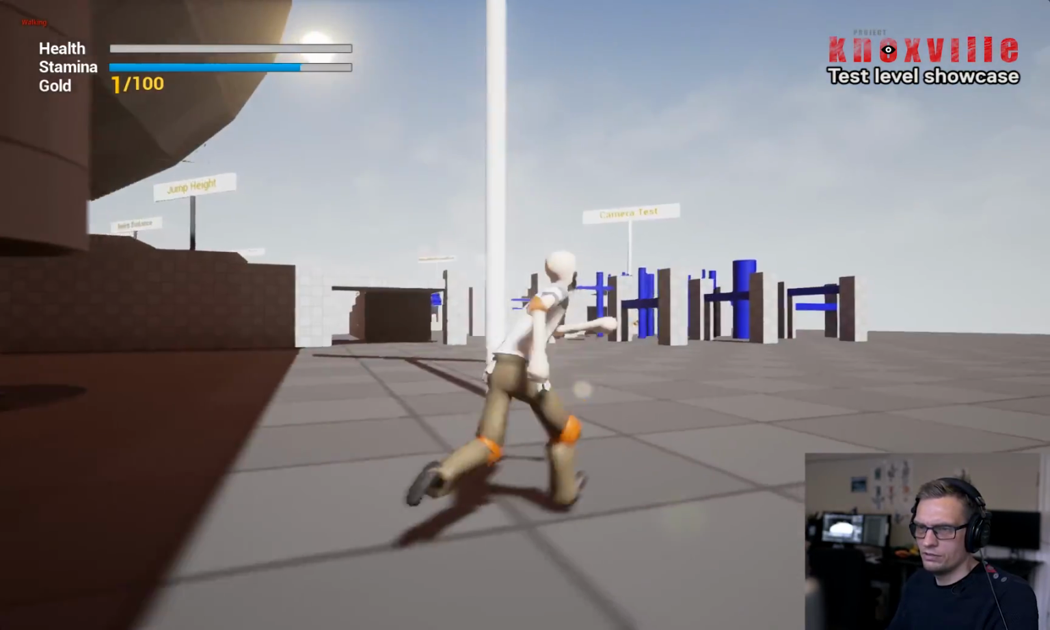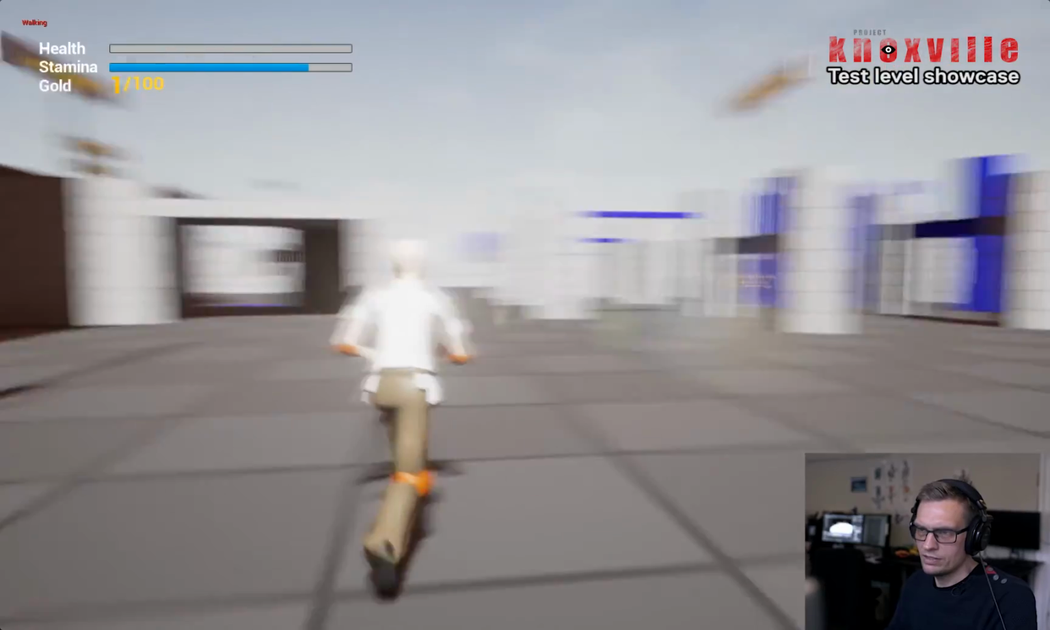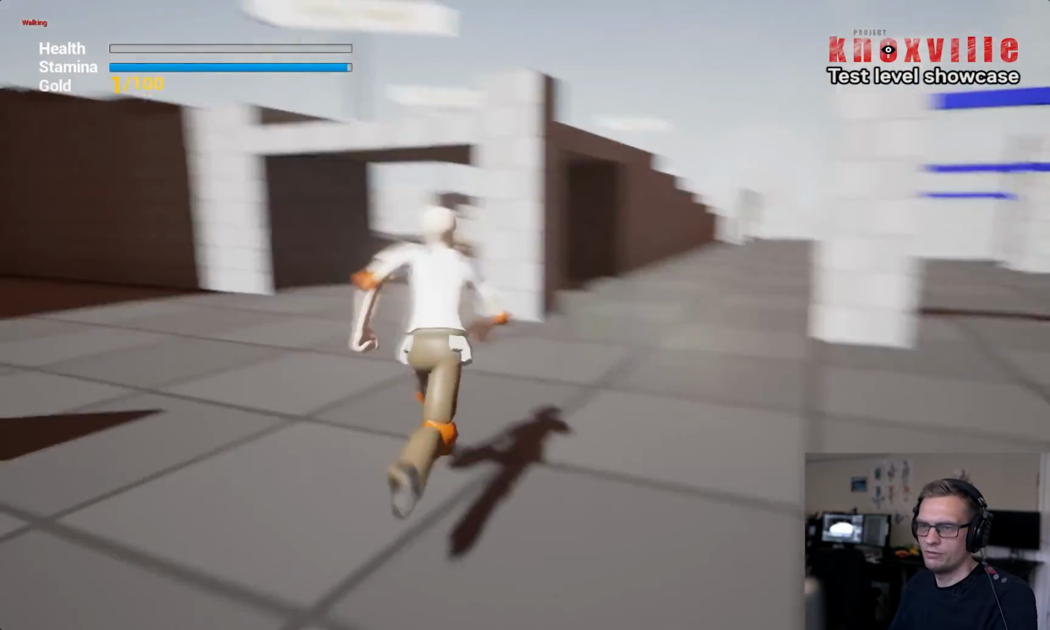Alright, so that was the playground level. This is most likely going to be the level where we are going to experiment with tweaking and building the basic player character.